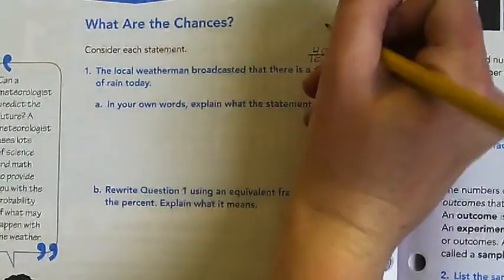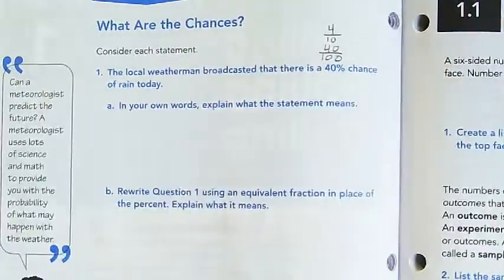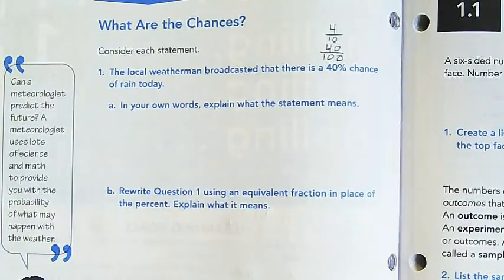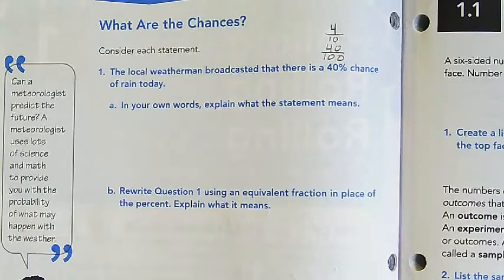4/10 is correct as well. 4/10. Because 40 and 100 can both be divided by 10 to simplify to 4/10.